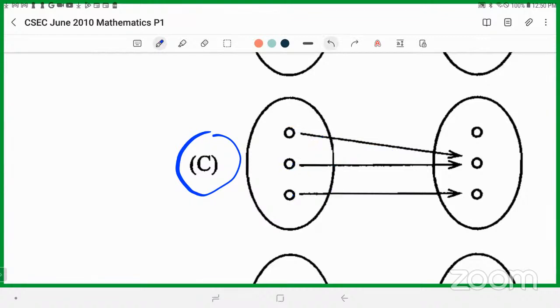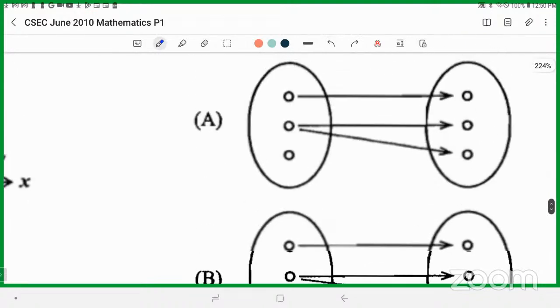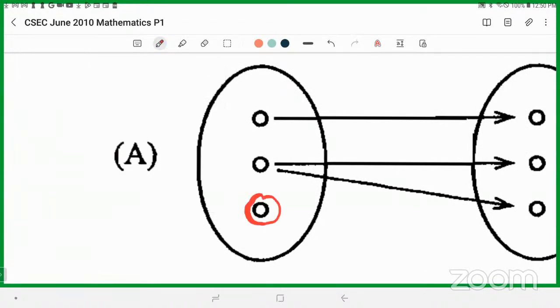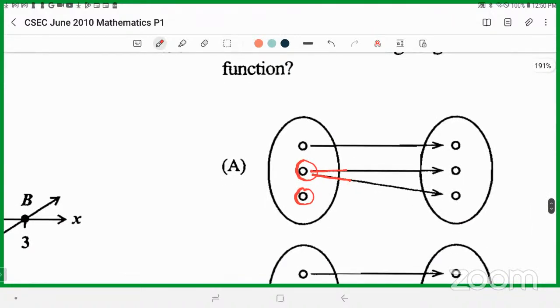Let's look at what failed the others as functions. In the first one, 2 things failed this one. This one doesn't have any mapping. You cannot have an element in the domain that is not mapping. If you have an element in the domain that is not mapping, you don't have a function. This one also fails it, because this element in the domain has 2 arrows coming off it. That makes it a one-to-many. One-to-many relations are not functions. So those 2 elements in the domain cause this mapping to fail as a function.